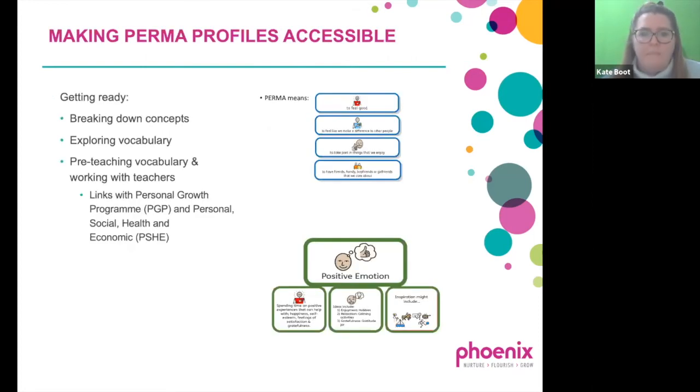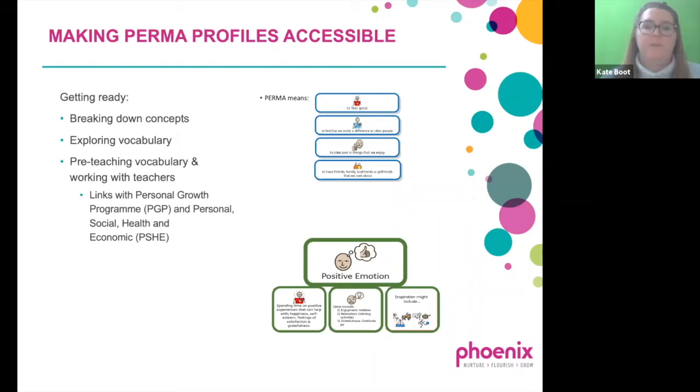So, making PERMA profiles accessible. Before we get started, as in making the PERMA profile, we need to think about how we prepare the student, how we help them to understand this process, because PERMA profile was a new phrase to me. So it's not going to mean anything to them necessarily. So we need to give them that information.